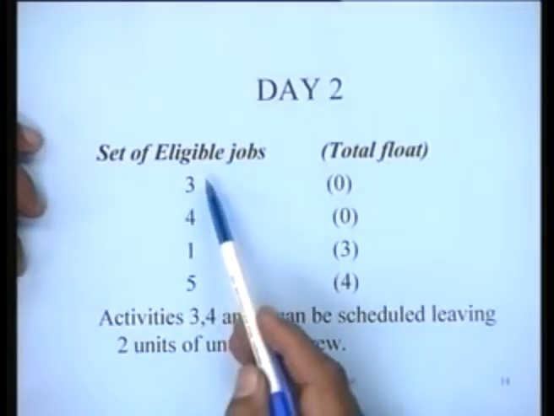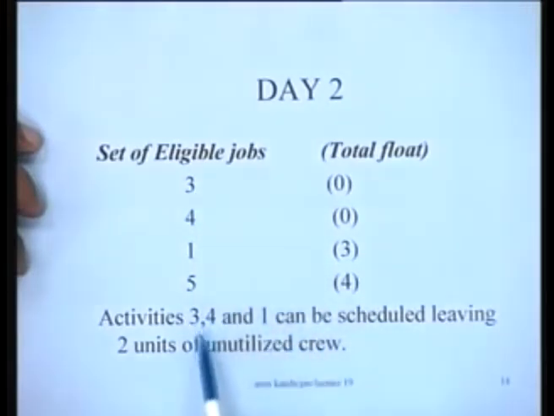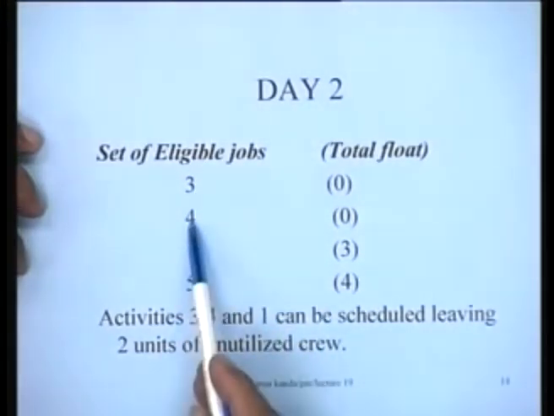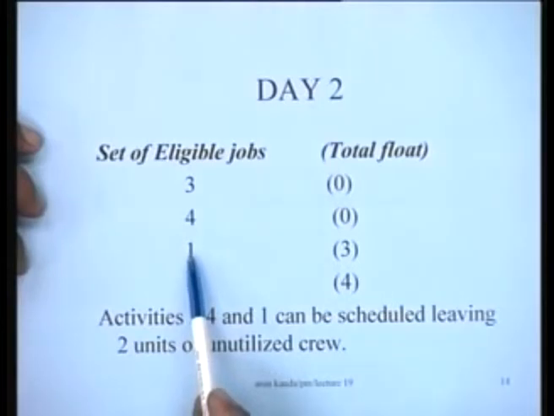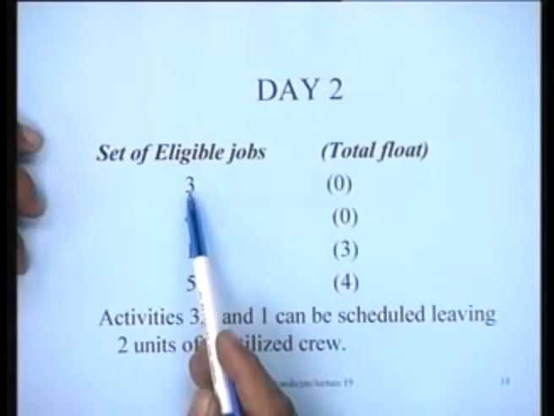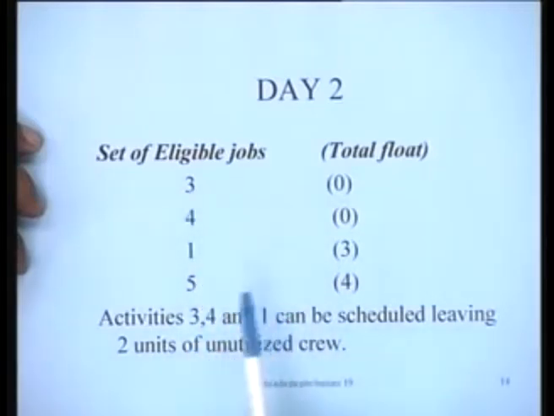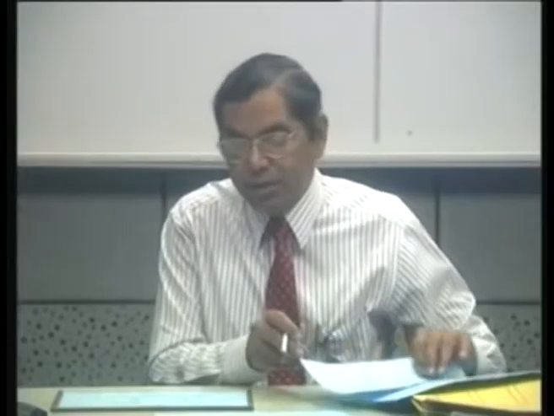Now out of these, job number 4 has a duration of 3 days, job number 3 has a duration of 2 days, and job number 1 has a duration of 4 days. Obviously the first job to be completed out of this will be job number 3, which takes only 2 days. So since this is started on day 2, it will be over on day 3, right? Let's look at what would change on day 3.